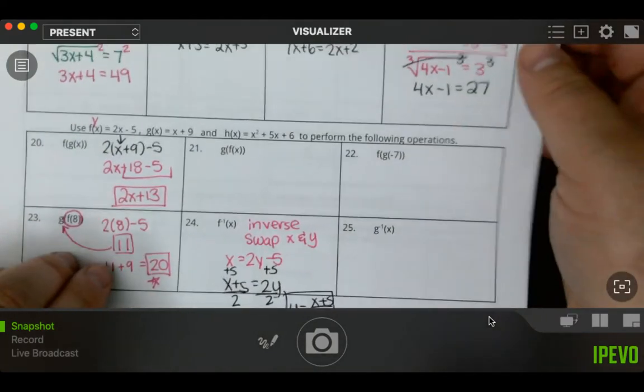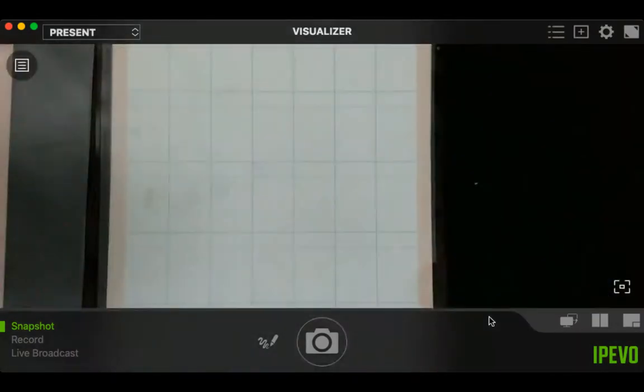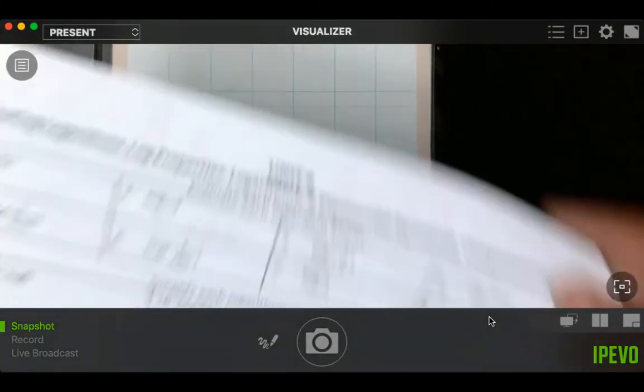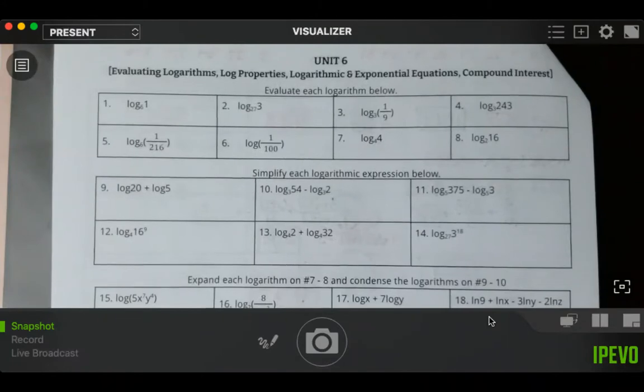Let's go ahead and talk about Unit 6 for a second. And I'm probably going to pause this video after Unit 6 and separate them so that it's not quite so long.